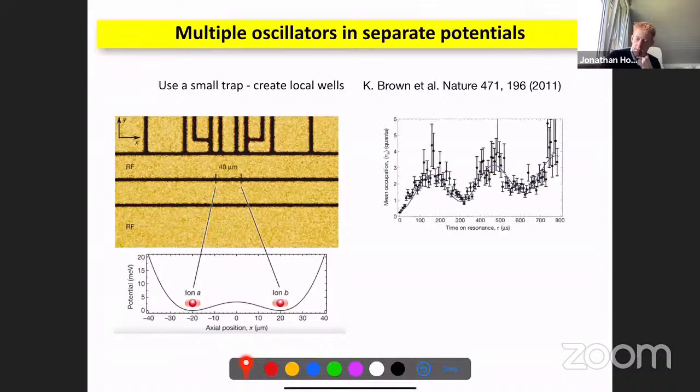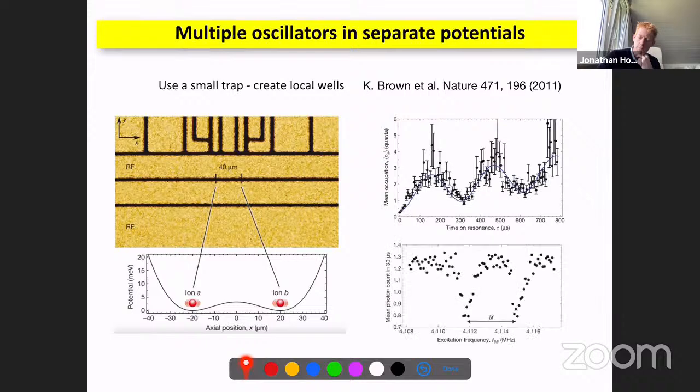And here they saw exactly the correspondence that I was telling you about earlier. Here's the dynamical evolution of a quantum hopping between the two different ions in the two different potential wells. The slope here is given by the heating, because their heating is high because the chip is relatively small. So that's something they have to improve.